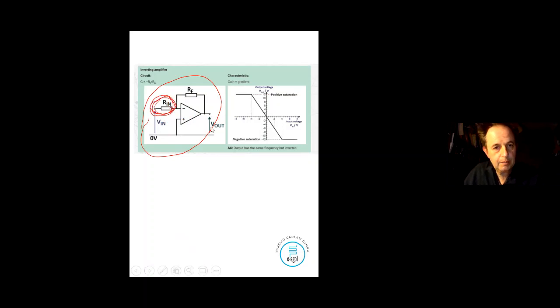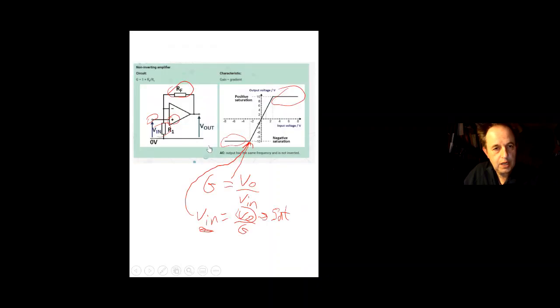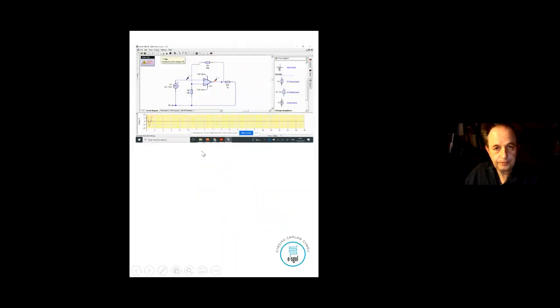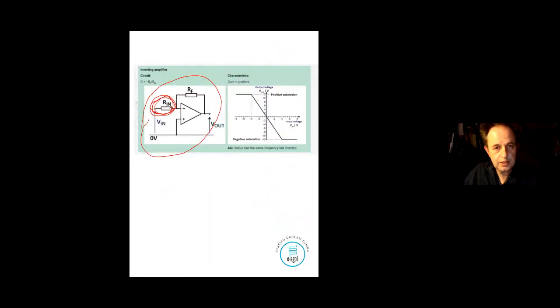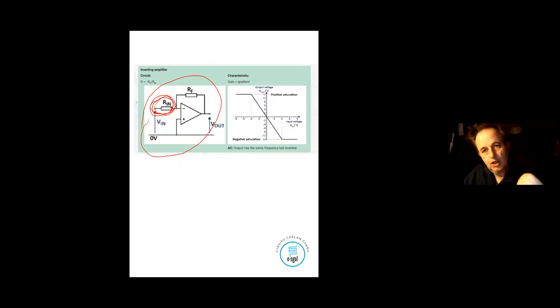Okay, I'll just flick back a couple of slides. If they ask you what is the input impedance of a non-inverting, there's no resistor there, so that would be infinite, or I would say it is very large. Okay, so it's one of those characteristics you have to remember. Okay, so with a non-inverting, notice the characteristic. So if you've got a negative voltage, you've got a positive output. Okay, so the shape of the graph is basically a mirror image of the other one.